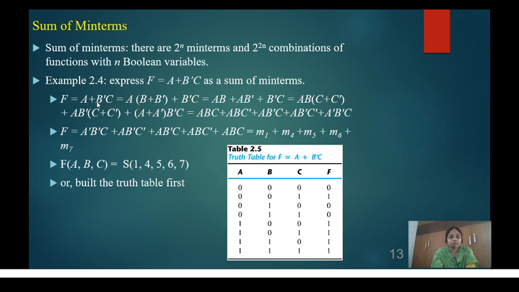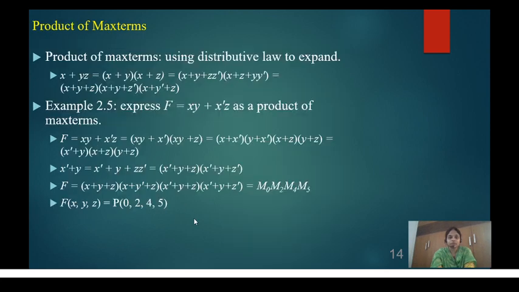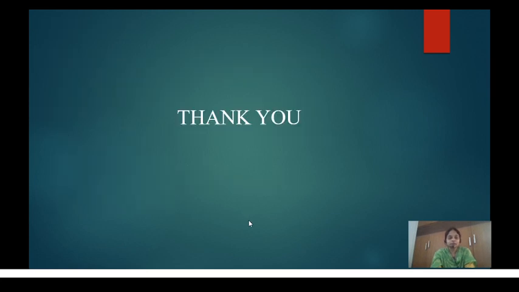After that, consider the second term, and what is the missing variable? A plus a complement. After performing this, you will get all the min terms, that is the standard terms, which are combinations of all 3 variables, and this function can be represented by using the truth table. Similarly, for product of max terms, here they have given x plus yz, x plus xy plus x complement z. You have to convert it into a product of max terms. Similarly, you have to follow that procedure. Thank you.